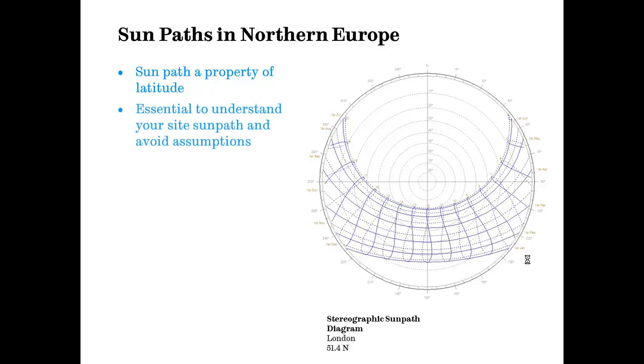Okay, so let's go through some of these slides. So it's an essential diagram for you to understand the site sun path. And you need to avoid certain assumptions. There's a sort of misconception that the sun rises in the east, over here. Now the sun doesn't rise in the east. It only rises in the east at a certain time of the year. It actually rises anywhere from the northeast through to the southeast. And what I'll do is I'll put a larger resolution copy of this image into MOLE, so you can have a good look at it.